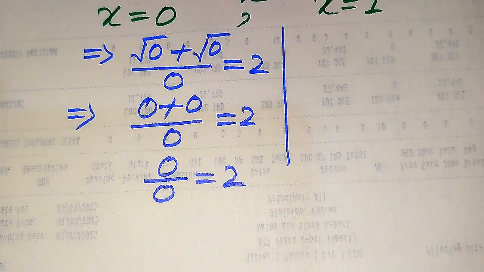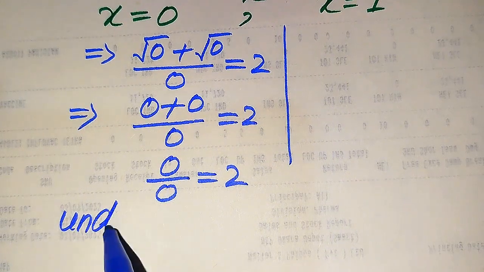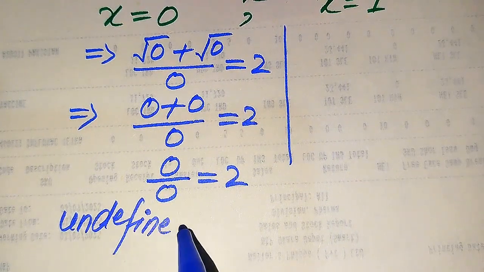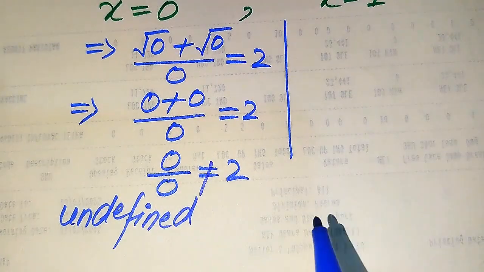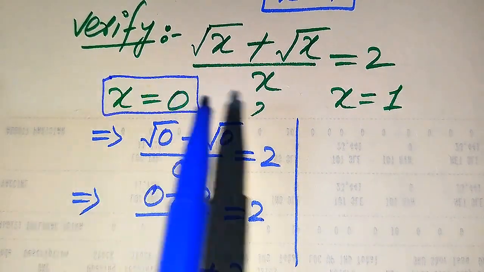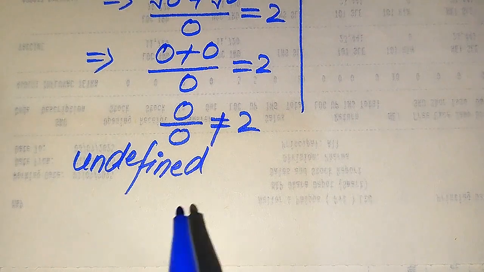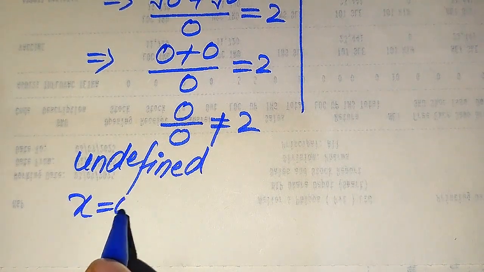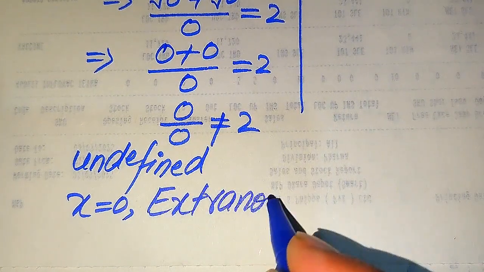And we know that 0 over 0 is usually called the indeterminate form, or in other words, we just say that it is undefined form. If this is undefined form, it means that both of the sides are not equal. If both of the sides are not equal, it means that the value x equals 0 does not satisfy our given question statement. So x equals 0 is the extraneous root of the given equation.